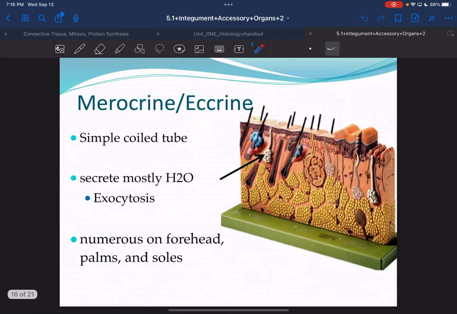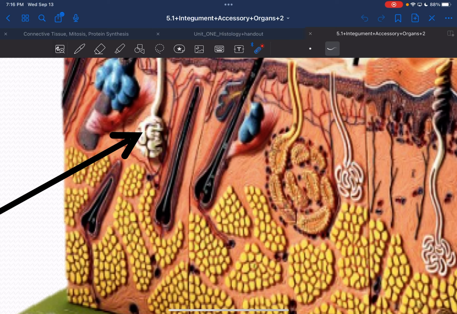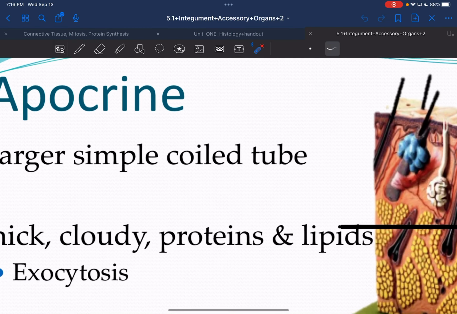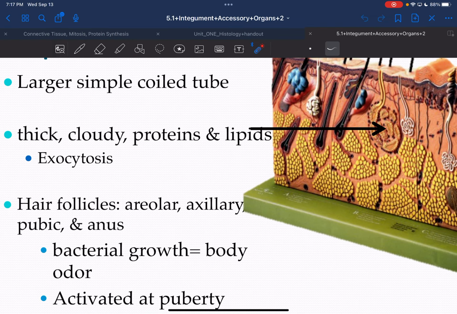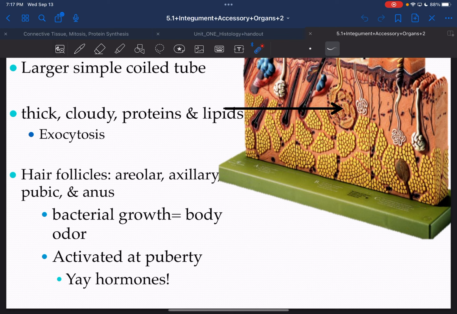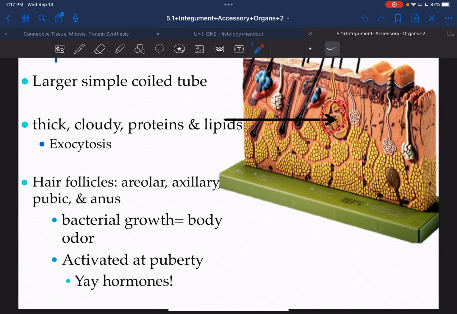The small one is our merocrine gland or our sweat gland or our eccrine gland or our sudoriferous gland. Just pick whichever one you like best. And then the larger one is going to be apocrine. And this apocrine is going to produce a more smellier secretion. And so this particular gland is more apparent during puberty, and it's what creates a thick, cloudy secretion that's going to be full of proteins and lipids that bacteria love.